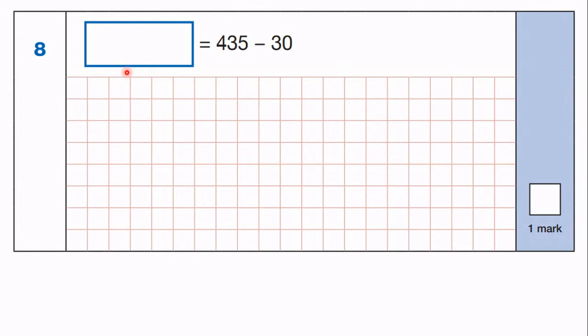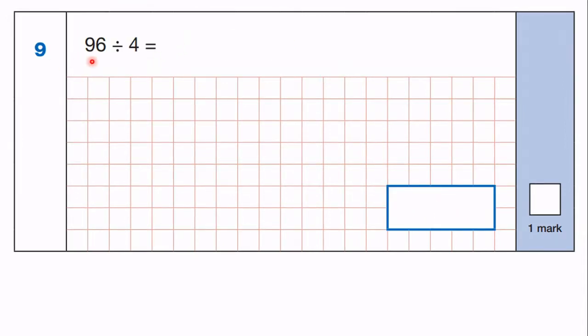Question 8. Something equals 435 minus 30. Well, again, it doesn't matter whether the equal sign is at the start or at the end. We do the same thing. So we need to work out 435 minus 30. We can do this mentally because we have 3 tens and we're subtracting 3 tens. So really, we're just taking the tens away from 435, which means that our answer is 405.